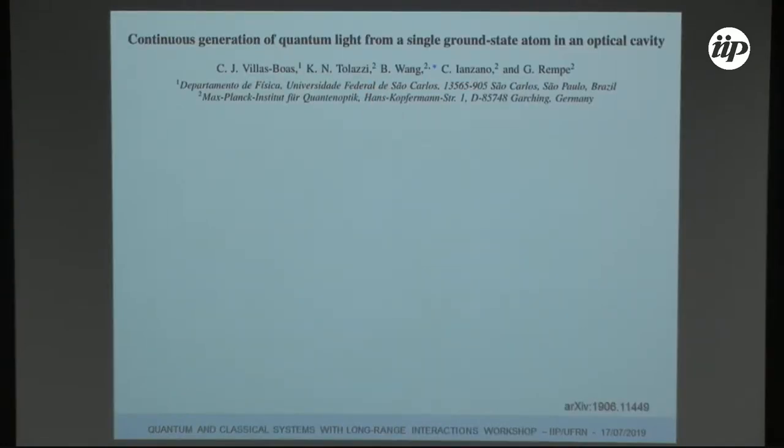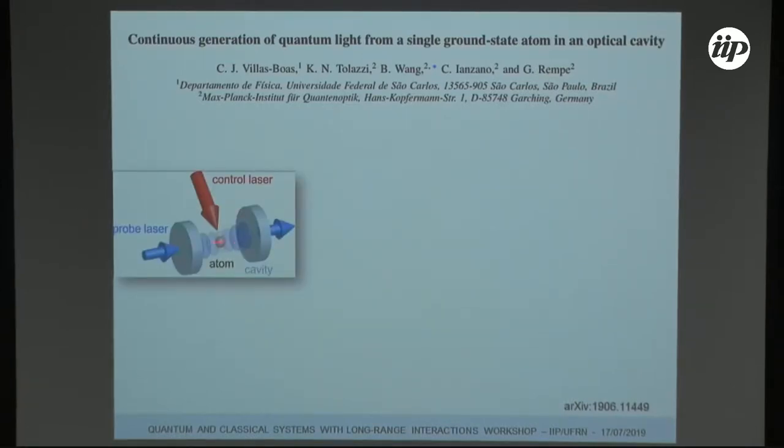But what I'd like to show you today is not this, but it's very connected to these previous works. It is this paper here, it's on arXiv. We study the generation of quantum light from a single atom, which is always in the ground state. So we use this system again. Basically, one atom trapped inside an optical cavity. And in this case, we have the control field, but we do not have this probe field. And we added a second laser here. So the system is basically this one.